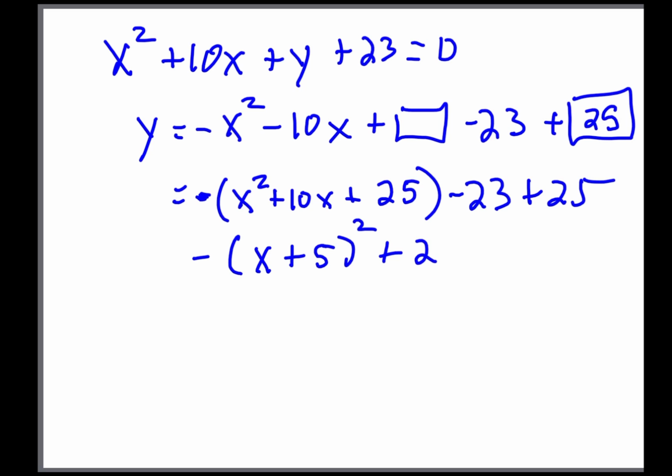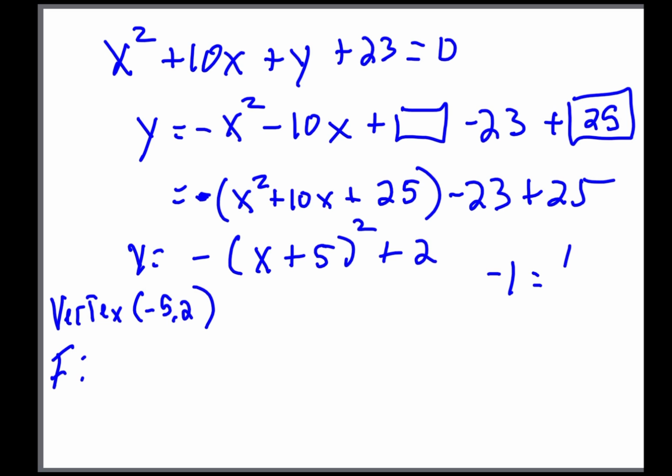Okay, so we can go ahead and find the vertex. The vertex of this is going to be, it's a y equals, so the vertex is going to be negative 5, 2. The focus, well, we know our a value is negative 1. So negative 1 is going to equal 1 over 4c. So negative 4c equals 1. C is equal to negative 1/4. So our c value is negative 1/4.